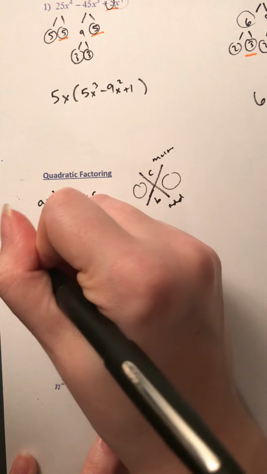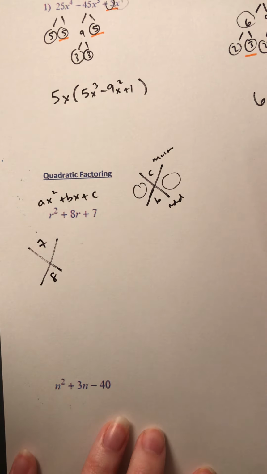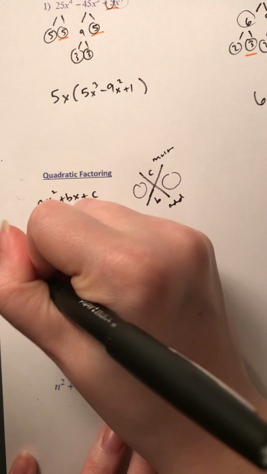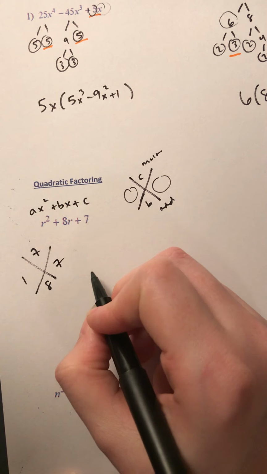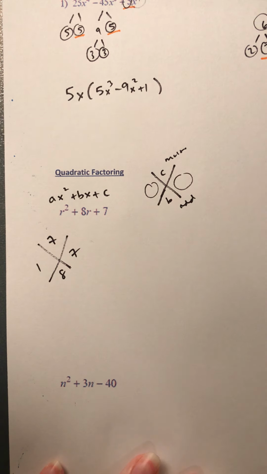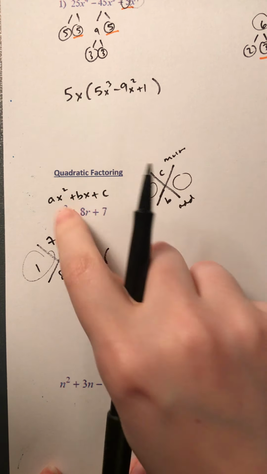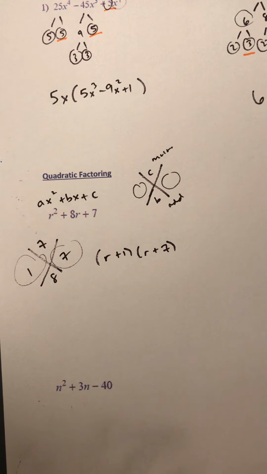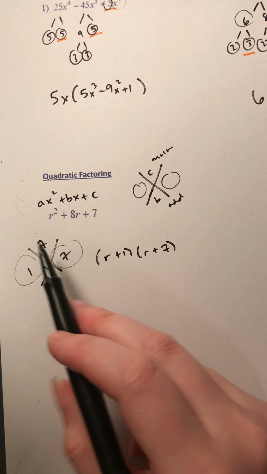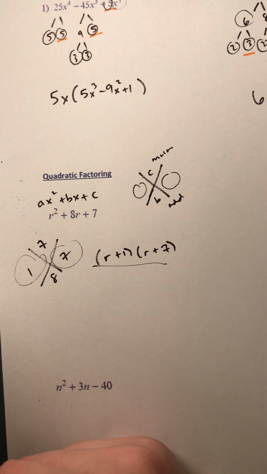Your B value is the middle one, and your C value is the last one. So setting up the diamond for this one, we want to multiply to 7 and add up to 8. So hopefully we recognize that 1 times 7 is 7, and 1 plus 7 is 8. And then something that we hadn't practiced a whole lot, we only did it for about a day, is your final answer: you take these and you turn them into chunks. So our factors are r plus 1 and r plus 7. And that's it. So all we're doing is teaching you how to create your own diamond puzzles. And then your last step is writing it as an actual factored quadratic.